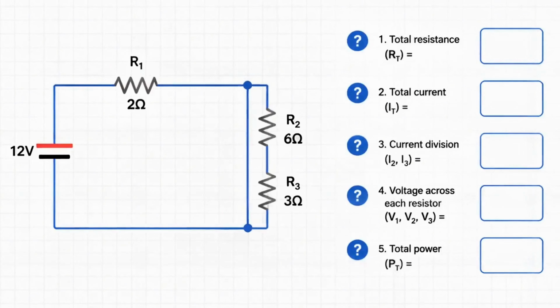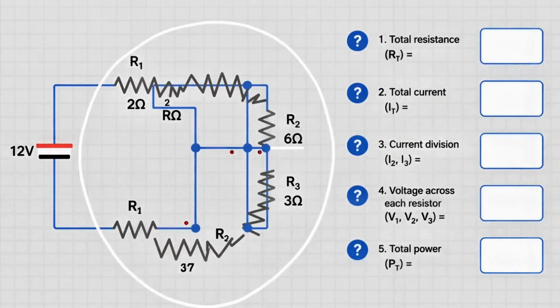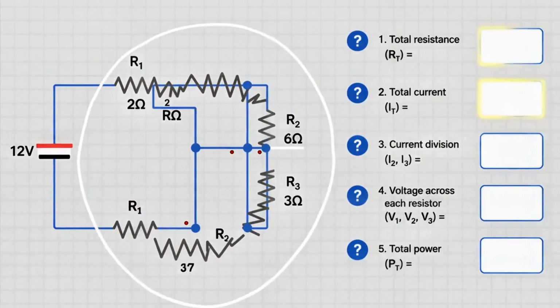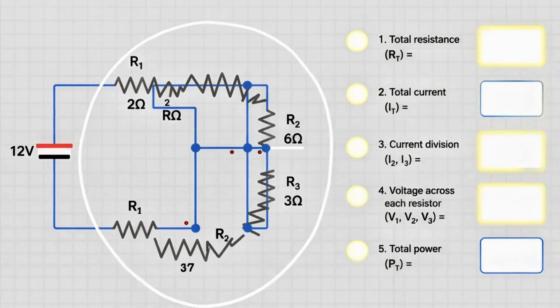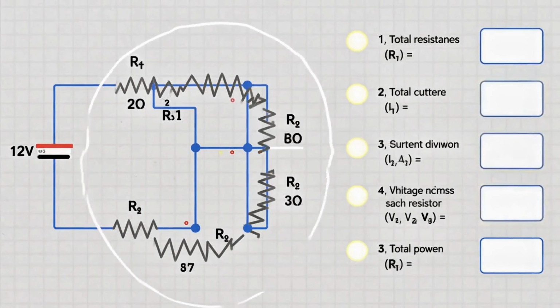This small circuit is hiding 5 different answers. What is its total resistance? How much current leaves the battery? How does that current divide between the 2 branches? How much voltage crosses each resistor? And finally, how much electrical power does the circuit consume?